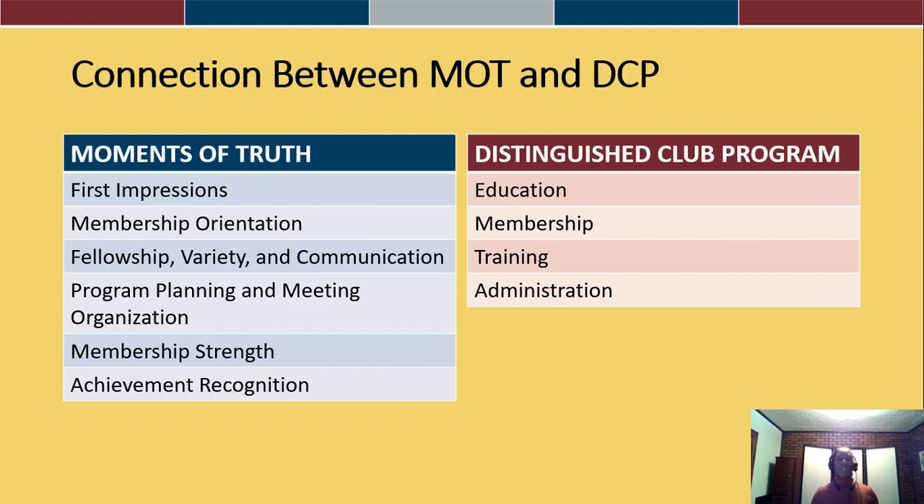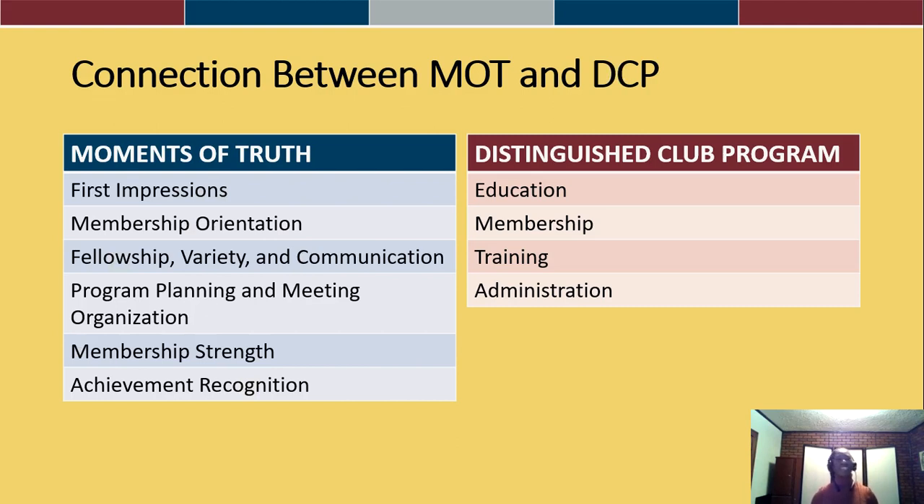The membership strength standard of Moments of Truth, of course, is tied to membership. However, I want you to know it's also tied to education and administration. So the membership strength, of course, recruiting members, education is all about your members achieving their educational goals. However, it's also tied to administration because your members must be submitting those reports on time and keeping your club current in what's needed to manage your club.